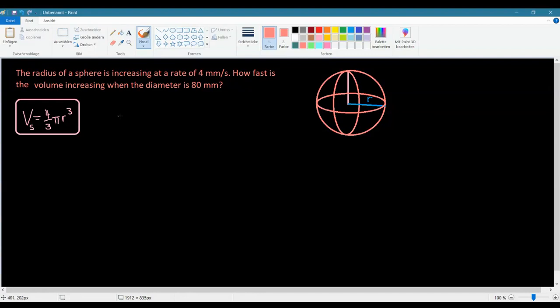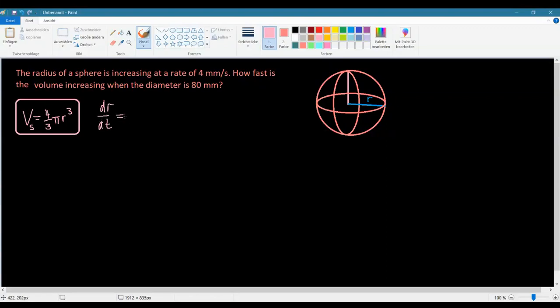So let's set up our problem, right? I've already written down the volume of a sphere formula because you probably don't know it off the top of your head. Most people don't. I don't. And what else do we know? Well, we know that the radius of the sphere is increasing at a rate of 4 millimeters per second, but what does that mean exactly? What that means is that the rate of change of r is 4 millimeters per second, and that means that the change in r over the change in time is 4 millimeters per second, and we know how to write that down. That's dr over dt.